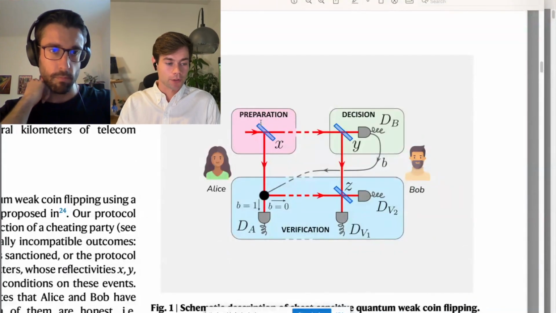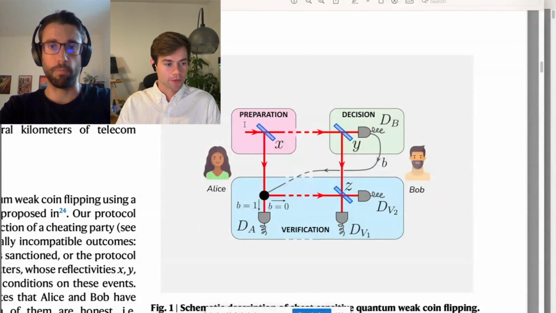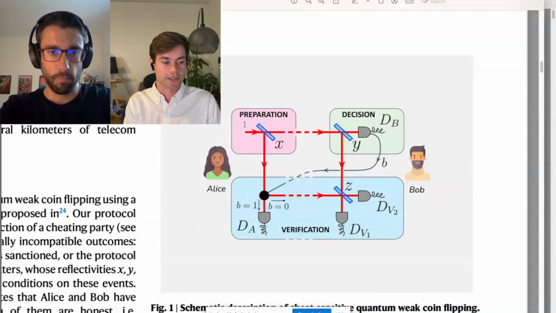Okay, so let's actually look at the protocol now. So I have it here, sharing it on the screen, and we have 3 stages of the protocol. There's first the preparation stage, decision stage, and then verification. If we begin from the beginning, with the preparation stage, can you quickly describe what happens in that stage conceptually?